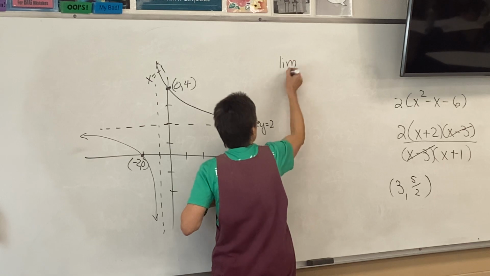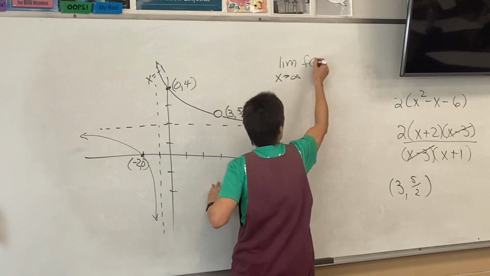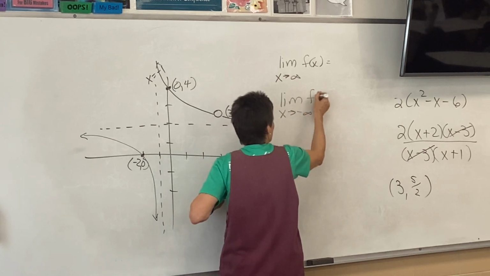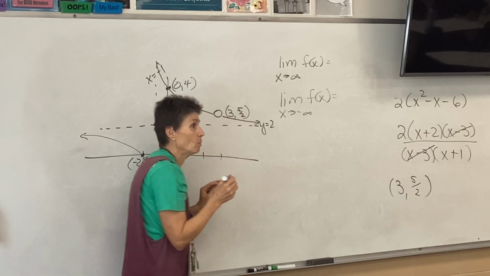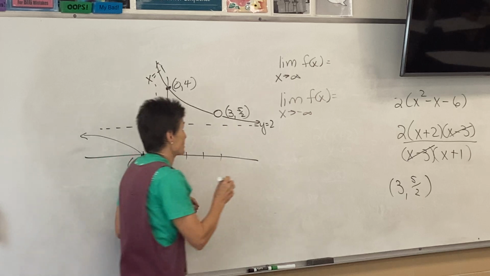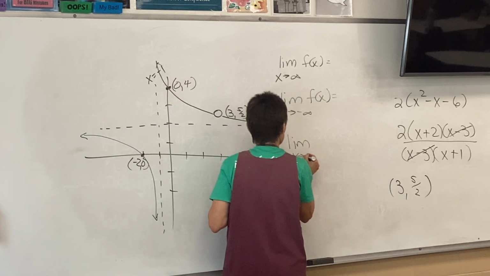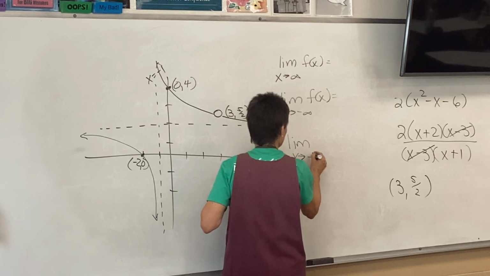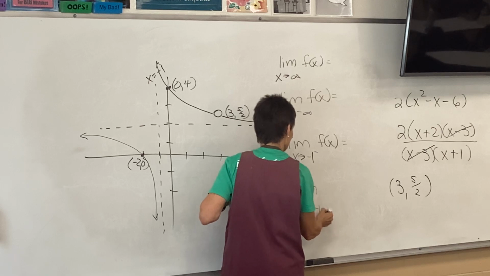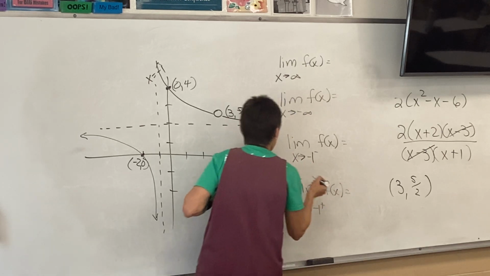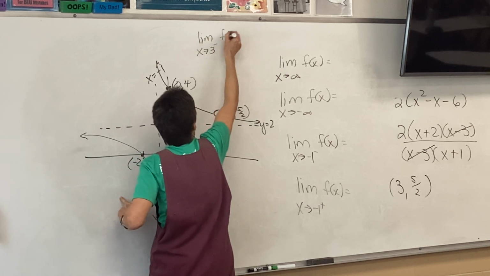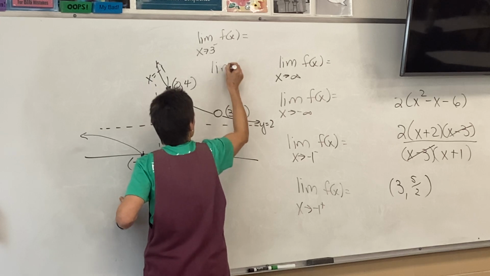So you're always going to talk about your end behavior, so that's going to be one of your limits, or one or two, I guess, one on each side. And then we also talk about the behavior at the vertical asymptotes and the holes. So we have a vertical asymptote at -1, so we'll talk about what happens on the left and the right side of that. And then we have a hole at 3, so we'll talk about what happens on the left and right side of that.